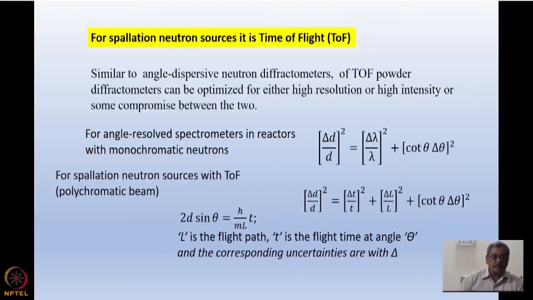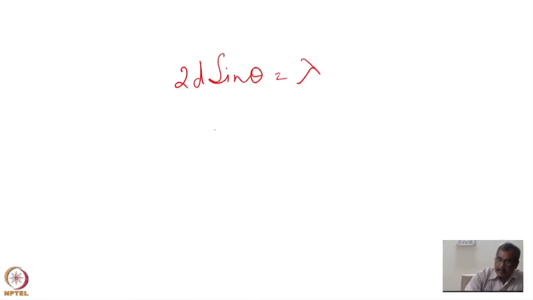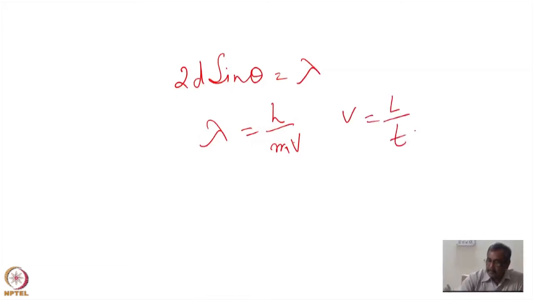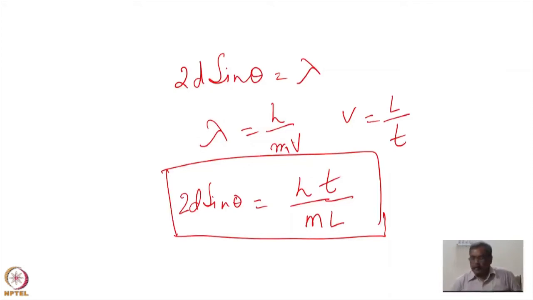Now I will quantify. 2d sin theta equals lambda is the Bragg law. But we know lambda is equal to h by mv, the de Broglie wavelength for a neutron or for any particle. And v for a particular wavelength of neutron is given by v equals L by t, where t is the time of flight. So 2d sin theta will be equal to h by m, L by t. This is Bragg's law for a pulse source, for a particular time of flight in a polychromatic beam.